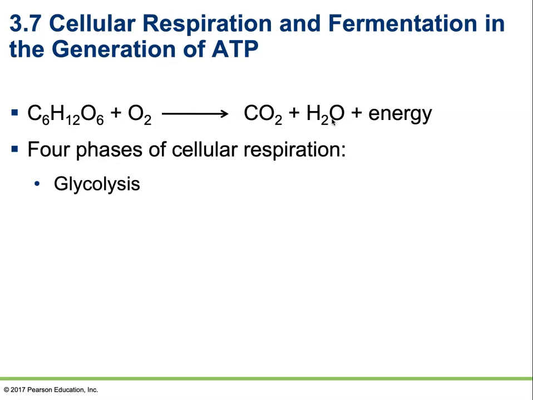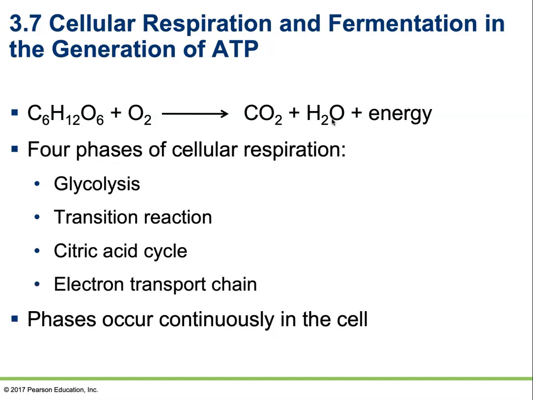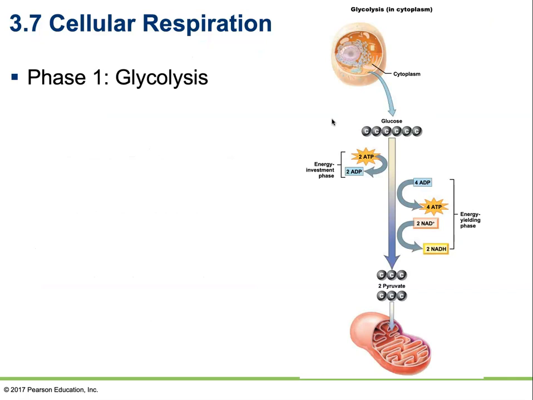There are 4 phases of cellular respiration that we want to talk about. The first phase is glycolysis, followed by the transition reaction, the citric acid cycle, and the electron transport chain. These phases are going to be occurring continuously in the cell. Don't worry if you didn't get a chance to write down those 4 phases. We're going to cover each one of them in depth.